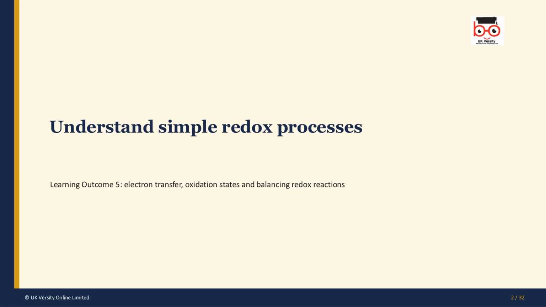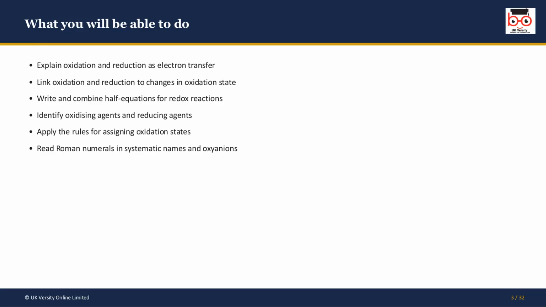Welcome to the final outcome on simple redox processes. We'll look at redox as the transfer of electrons, the idea of oxidation states, and how to write and balance redox reactions. In this outcome, you'll explain oxidation and reduction as electron transfer and link them to changes in oxidation state. You'll write and combine half equations, identify oxidizing and reducing agents, apply the rules for assigning oxidation states, and learn to read the Roman numerals that appear in systematic names and in oxyanions.